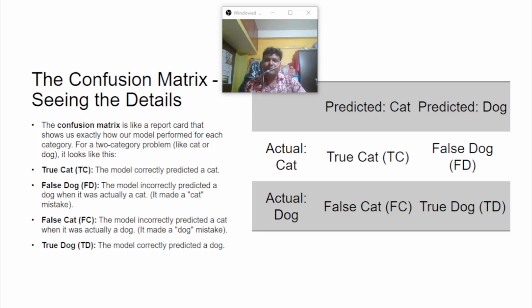For example, the model correctly predicted a cat, that is called true cat. The model incorrectly predicted a dog when it was actually a cat, that is called false dog. And false cat means the model incorrectly predicted a cat when it was actually a dog. And true dog means the model correctly predicted a dog. There are 4 outcomes: TC, FD, FC and TD.